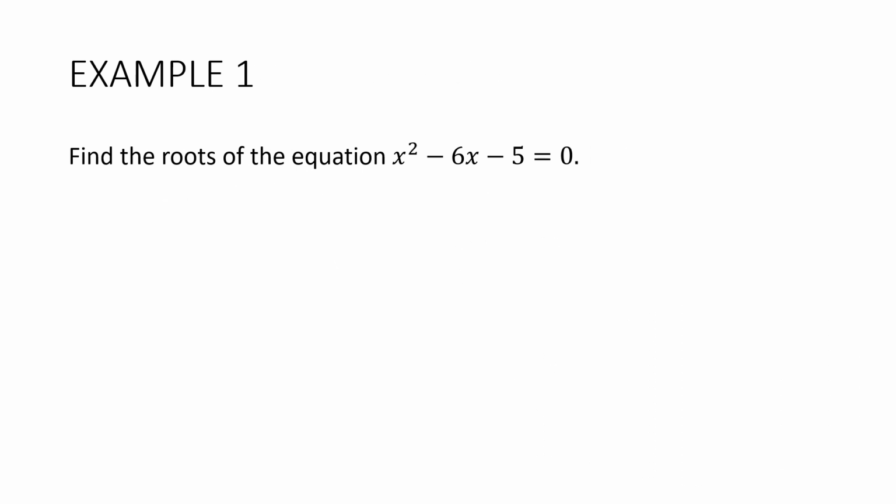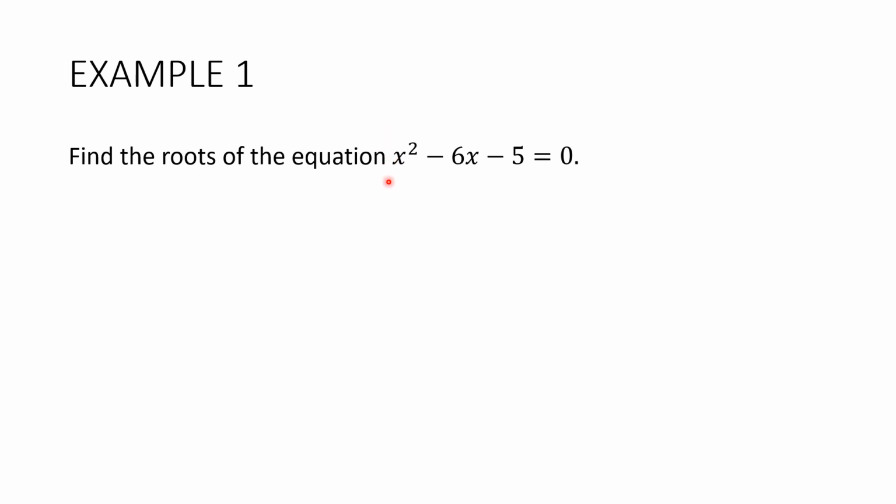Here's our first example. Find the roots of the equation x squared minus 6x minus 5 is equal to 0. Now remember, roots mean solutions or values of x. This is the same question we did before via completing the square, so let's see if we get the same answer. In this case, we're going to use the quadratic formula.